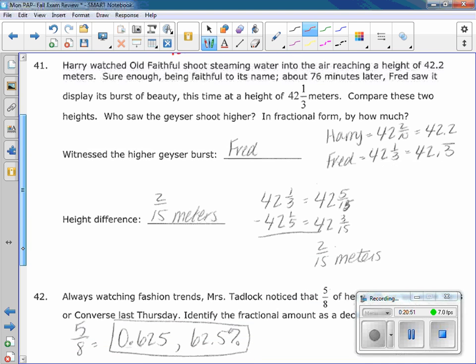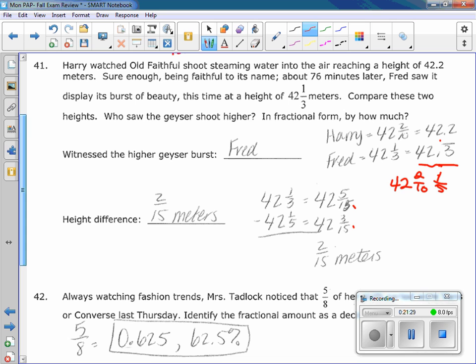And this one trips people up a little bit. It's talking about 2 different heights, 42.2 and then 42 1/3, which is 42.3 repeating, which means Fred saw the higher shot. And then it needed to figure out by how much. It's easier to deal with this in fraction form since this is a repeating decimal. So I did 4 1/3. And then remember that 42.2 is 42 2/10, which is the same as 1/5 over there. So that's how I subtracted. I turned it into common denominators, and then I got that it was 2 over 15.